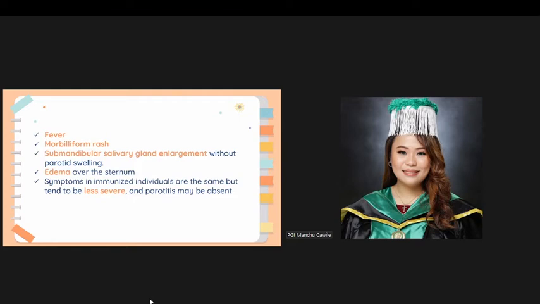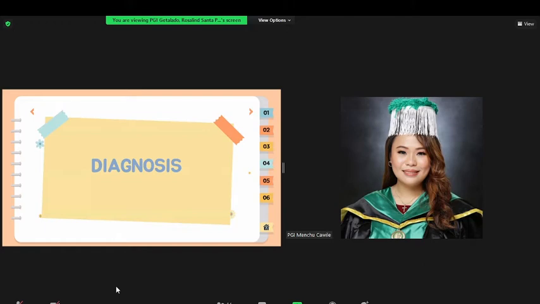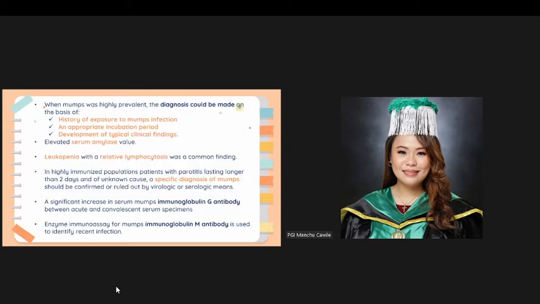For the diagnosis, when mumps was highly prevalent, the diagnosis could be made on the basis of history of exposure to mumps infection, appropriate incubation period, and development of typical clinical findings. Elevated serum amylase value would serve as confirmation of the presence of parotitis. Diagnosis could also be supported by leukopenia with a relative lymphocytosis.